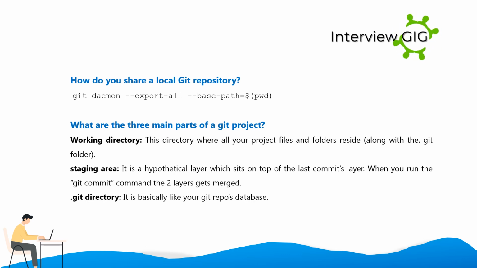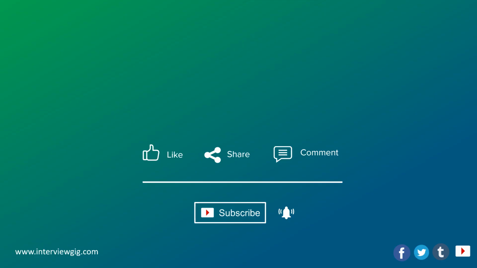What are the three main parts of a Git project? Working directory: this is the directory where all your project files and folders reside, along with the Git folder. Staging area: it is a hypothetical layer which sits on top of the last commit layer. When you run the git commit command, the two layers get merged. Git directory: it is basically like your Git repo's database.